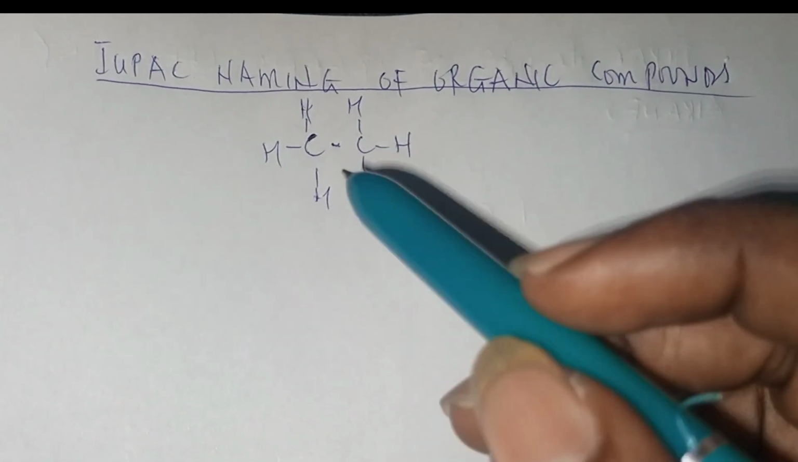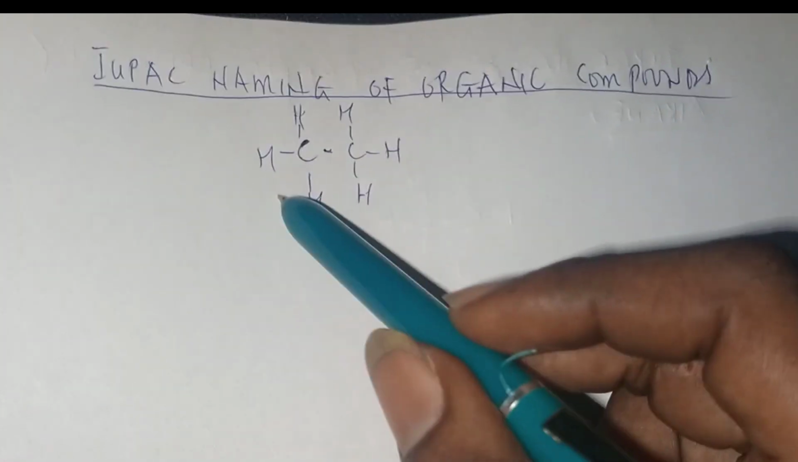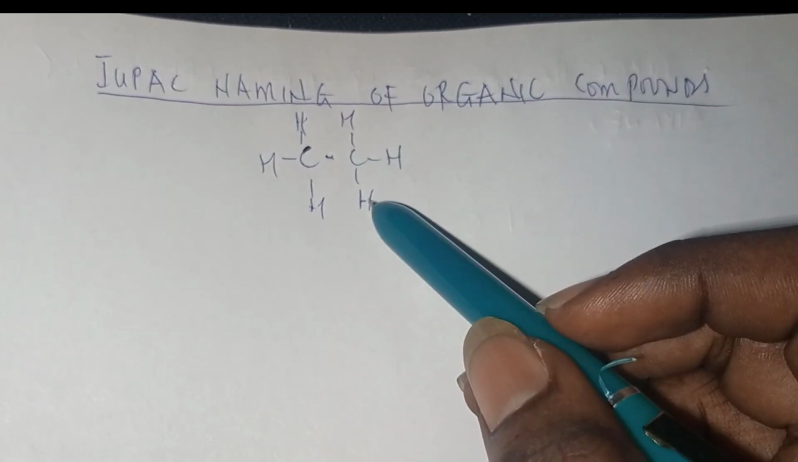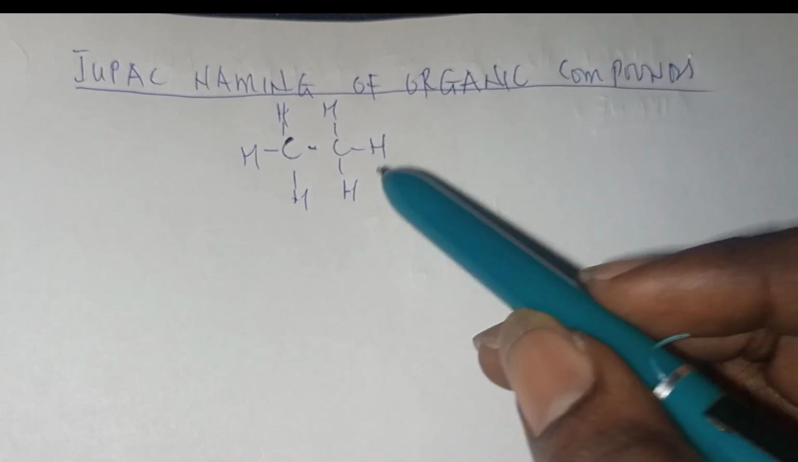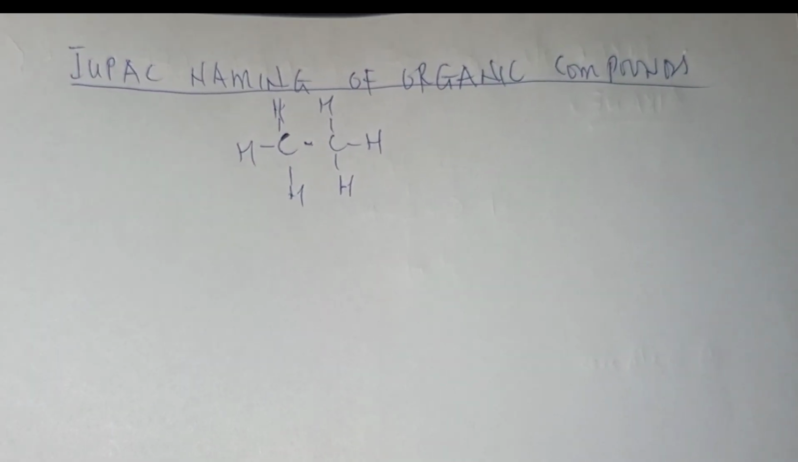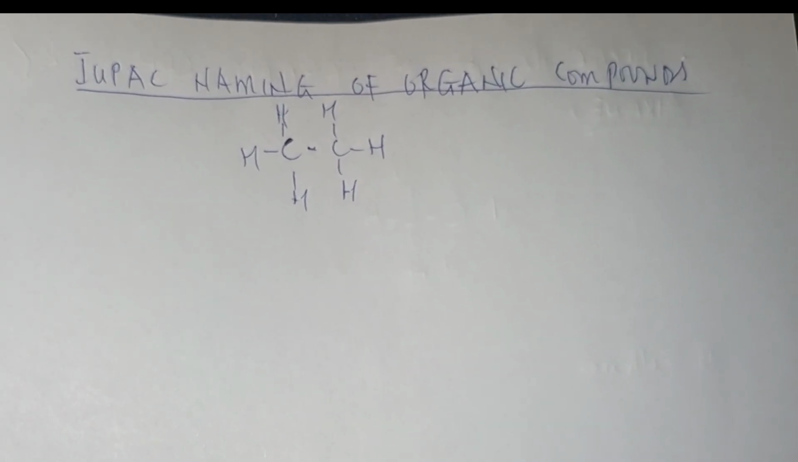So let's say you are given a compound like C, then H, all of them having single bonds. So the question is, how are you going to name such a compound like this, and how will this compound be named correctly, and how sure do you know that this compound is correct?